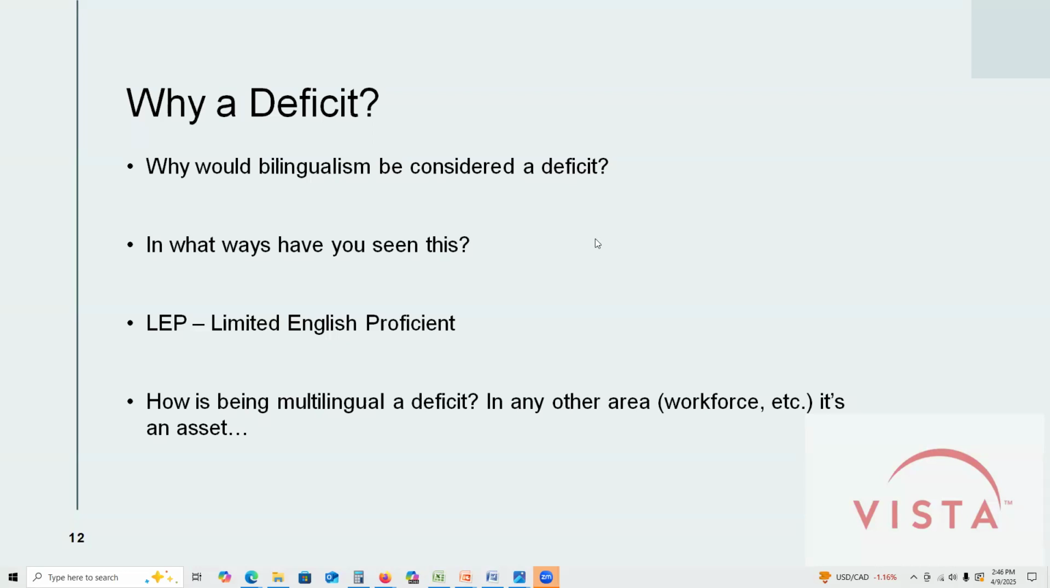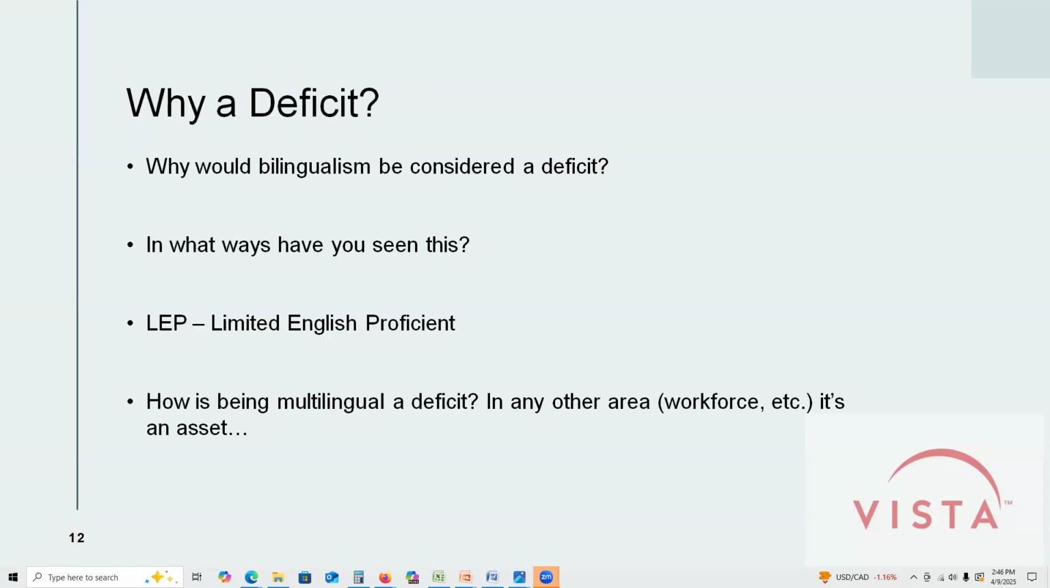So yes, I think the idea of the deficit comes from people who don't understand the value that there can be in speaking another language. And so in what ways have you seen this? Go ahead and continue putting in the chat. I'll share with you my experience on this labeling of LEP.